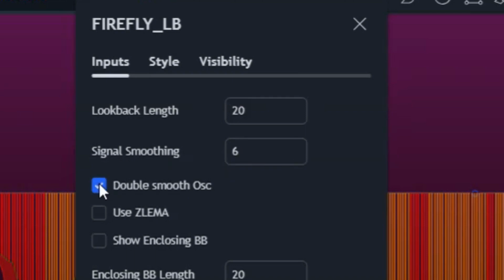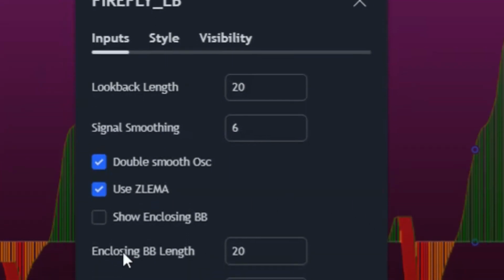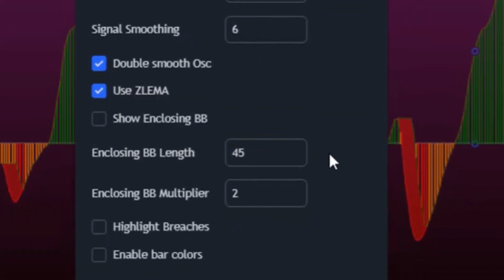Then toggle on Double Smooth and use ZLEMA. Next, set Enclosing BB Length to 45 and Enclosing BB multiplier to 3.